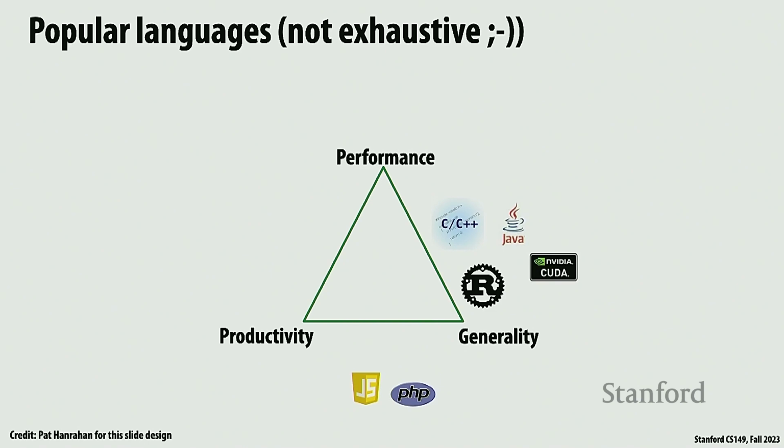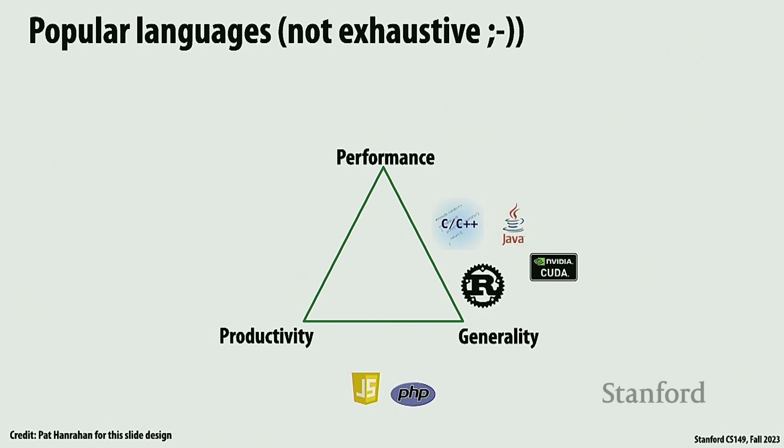Like, this needs to be fast, I'm going to write it in C, or it needs to be GPU accelerated, I'm going to write it in CUDA. And so a lot of the more successful languages were kind of on these axes. And so what I want to talk about today is this empty line here between productivity and performance.